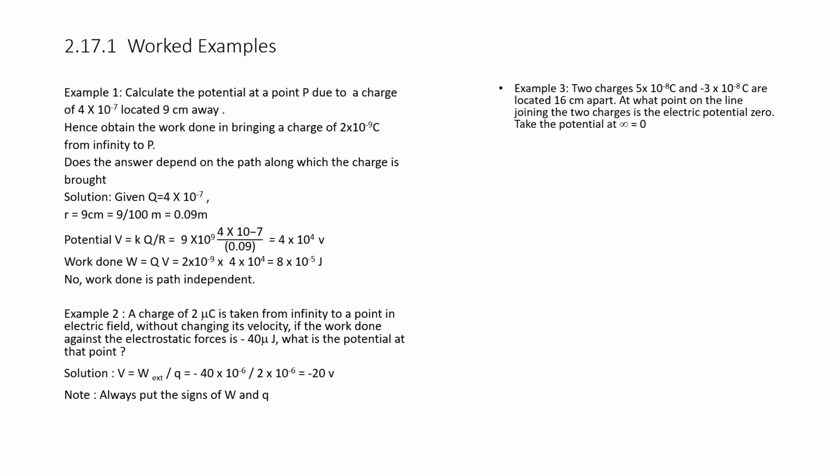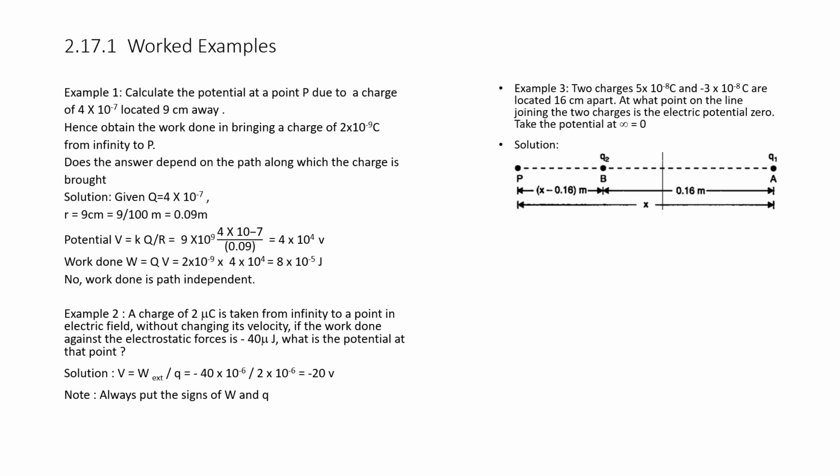So in this example, the values of two charges Q1 and Q2 are given. One is a positive charge, 5 into 10 to the power of minus 8, and the second one is a negative charge, minus 3 into 10 to the power of minus 8 coulomb. The distance separating them is 16 centimeters. So the distance is given in centimeters. And he has asked at what point the potential is 0. And he has also told us to take the potential at infinity as 0.